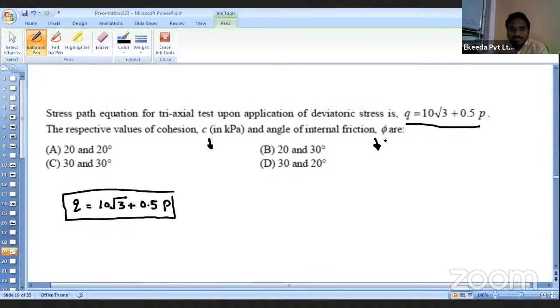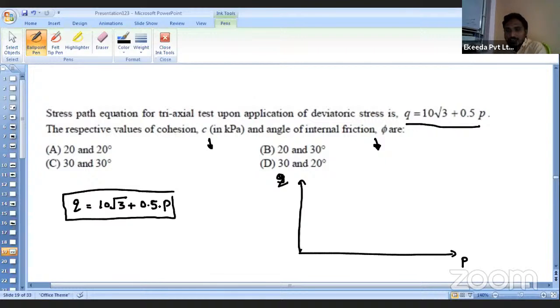Imagine by seeing these two. First, let me draw the stress path curve variation along the x-axis and along the y-axis. So along the x-axis, I should consider the parameter P. Along the y-axis, I am considering the parameter Q. And how these two are varying, they are giving some variation. So what is the variation? It is in the form of 10 root 3 plus 0.5 P.